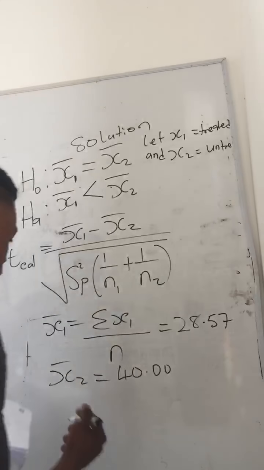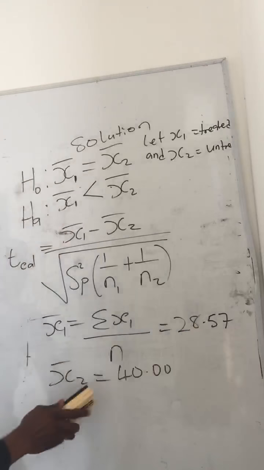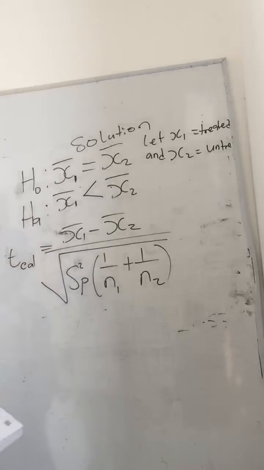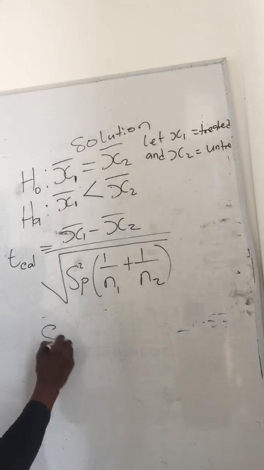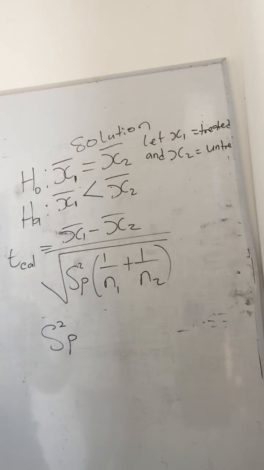So now the next thing we have to compute, I'm going to clean again. So let's take note of this. The next thing we have to compute is our pooled variance. Our pooled variance. That's the next thing we have to compute.